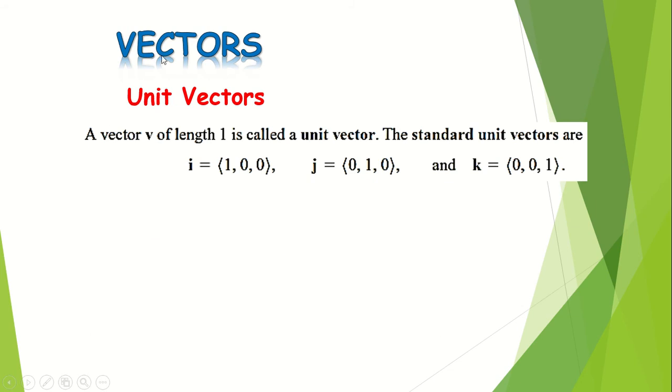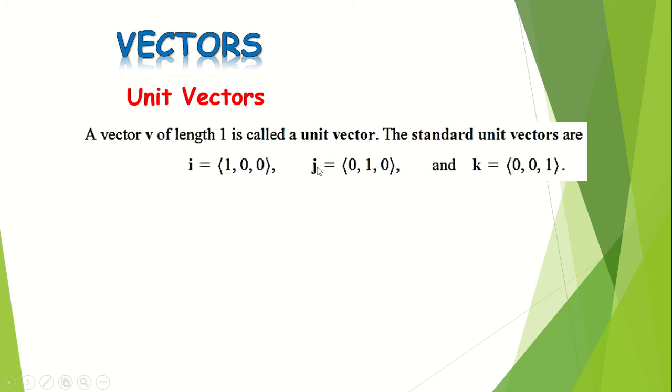One of the important things here is the term unit vector. What does it mean, unit vector? A vector v of length 1 is called a unit vector. We'll be mentioning this concept in our main discussions. The standard unit vectors are i, 1, 0, 0, and so on, for the x, y, z.